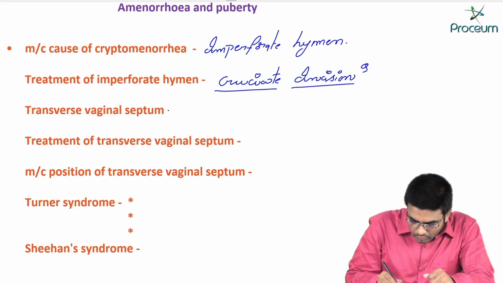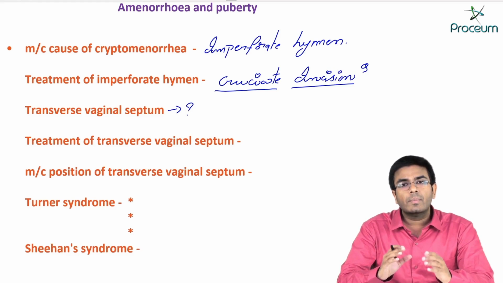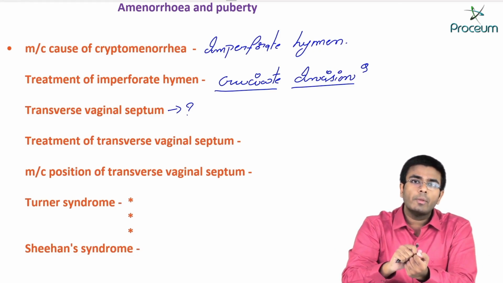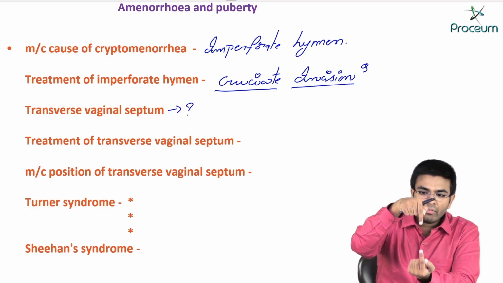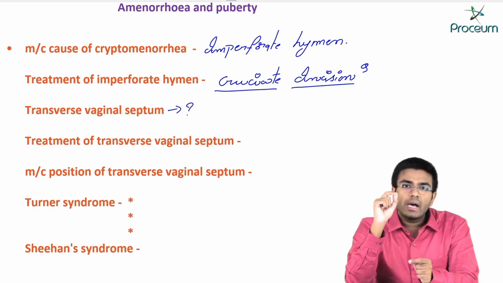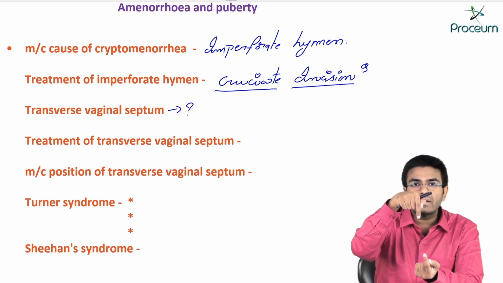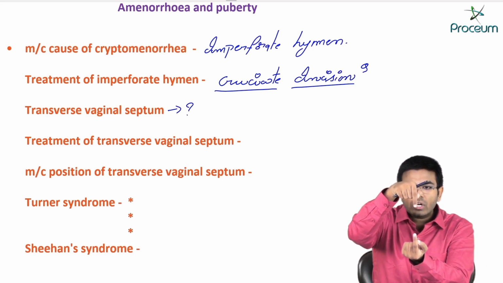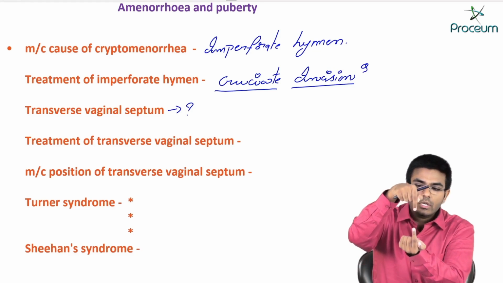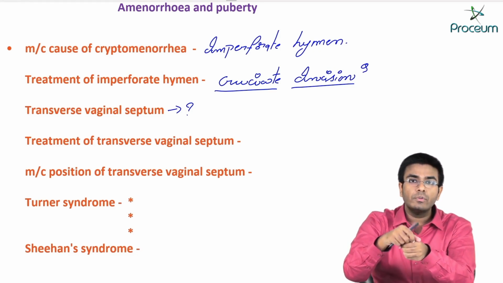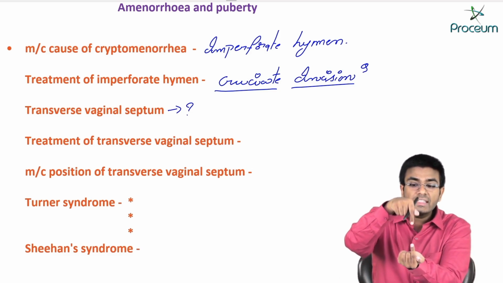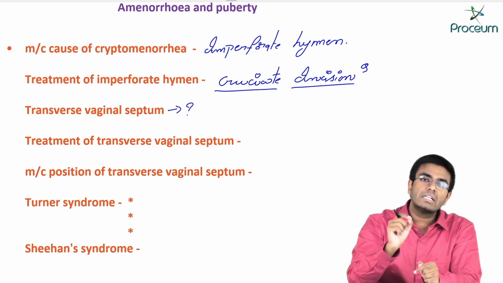Now transverse vaginal septum. What do we mean by transverse vaginal septum? Guys, from the topic of embryology, we have already discussed that the vagina, this hollow tube, is formed by the fusion of the derivative of the Mullerian duct and the urogenital sinus. Let me be more clear. The upper two-third of the vagina is a derivative of the Mullerian duct, and the lower one-third of the vagina is a derivative of the urogenital sinus. So they have to fuse properly and make a hollow tube-like structure, which is the vagina. But if there is a defect in this fusion process, that will result in transverse vaginal septum.